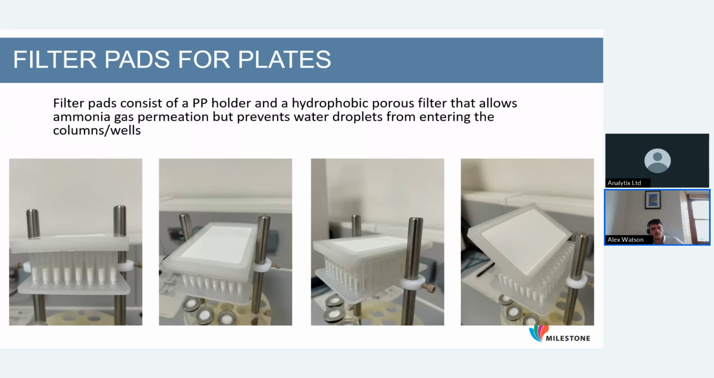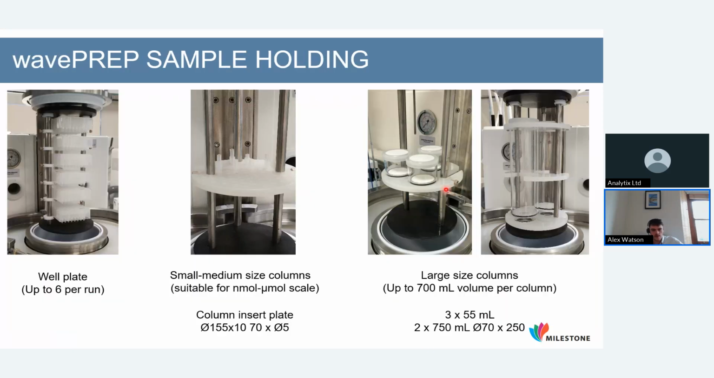For our deep well plates, we've got the option of using a hydrophobic porous filter. This allows ammonia gas permeation to carry out cleavage and deprotection, but it prevents water droplets from entering. These water droplets could cause elution. So it's a really handy option for the deep well plates. And you'll also notice on our columns, we're using the exact same material. Again, it's doing the exact same thing. It's letting the ammonia gas permeate into our columns, and it's preventing water droplets from entering.